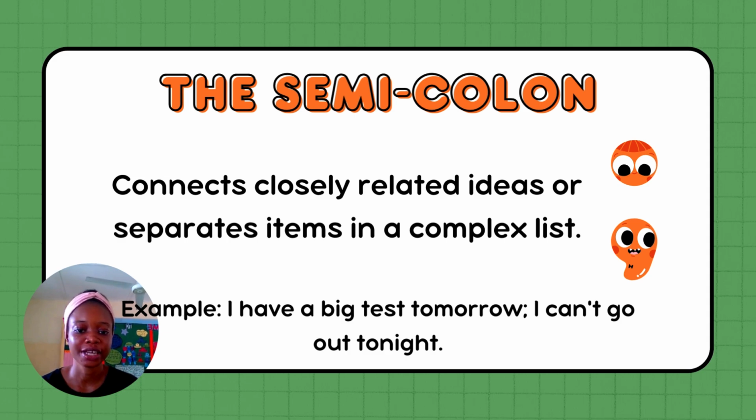We have an example on the screen. I have a big test tomorrow; I can't go out tonight. We can see the semicolon used at the end of "tomorrow." This is used to separate "I have a big test tomorrow" and "I can't go out tonight." It's a little more complex than separating pencils, erasers, and bags. So you use your semicolon to connect closely related ideas or separate items in a complex list.